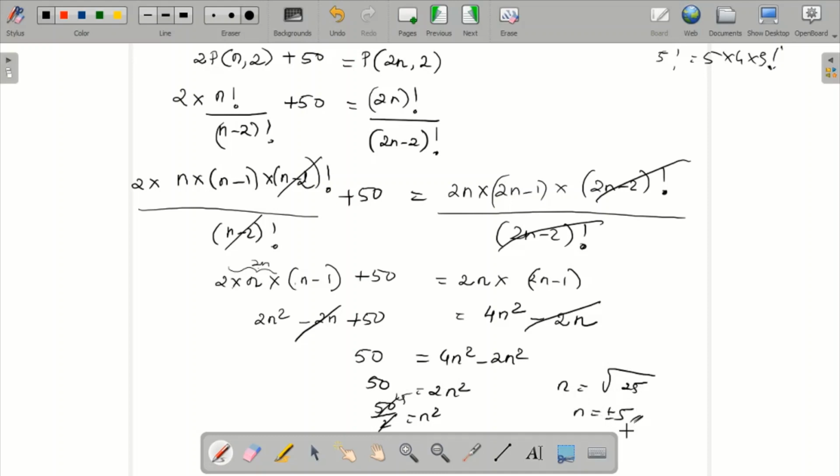Since n cannot be negative, because we are finding the value of n in a factorial, we are just taking the positive value. Therefore the value of n is equal to 5. So that's what they have asked, find the value of n. Since I cannot take minus 5 as the n value in the factorial, the value of n should be equal to 5. So this is regarding example 4.